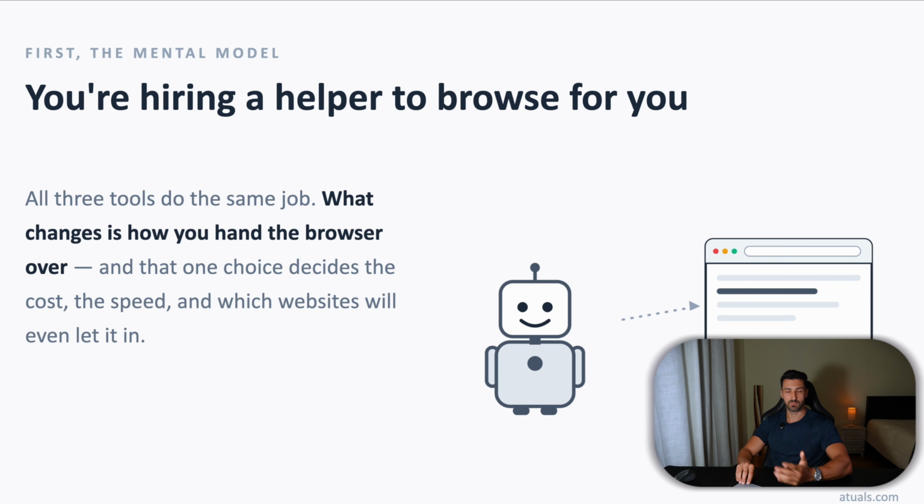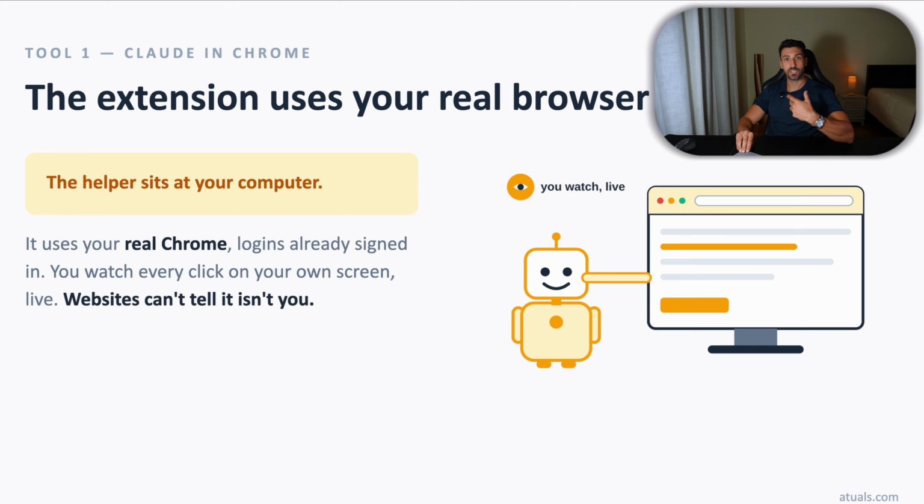Before we start, we need to understand all these 3 options and what they do. So all 3 options do the same job, they can do the same task. But what changes is how you hand over the browser to Claude Code. The first one is using the Chrome extension. This solution sits on your computer, it can reuse your logins, and there's not too much setup in order to use it. And in most cases, most websites cannot tell it's you, so it's good for bot detection.